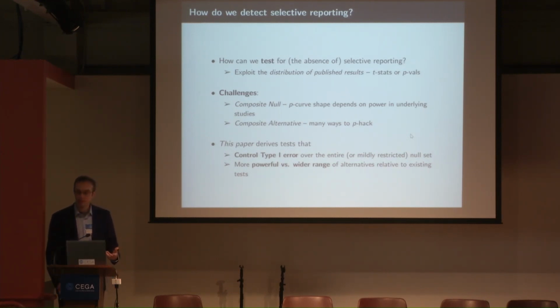They're related to the fact that both the null hypothesis of no selection and the alternative hypothesis of selection are high-dimensional, or composite. Under the null hypothesis of no selection, we can observe different sorts of p-curves. At the same time, there are so many different ways to p-hack the results that under the alternative, the results may also look very, very different. So this paper provides tests that are valid in the sense of controlling size over the entire set of null distributions, but at the same time quite powerful in a wide range of useful directions.